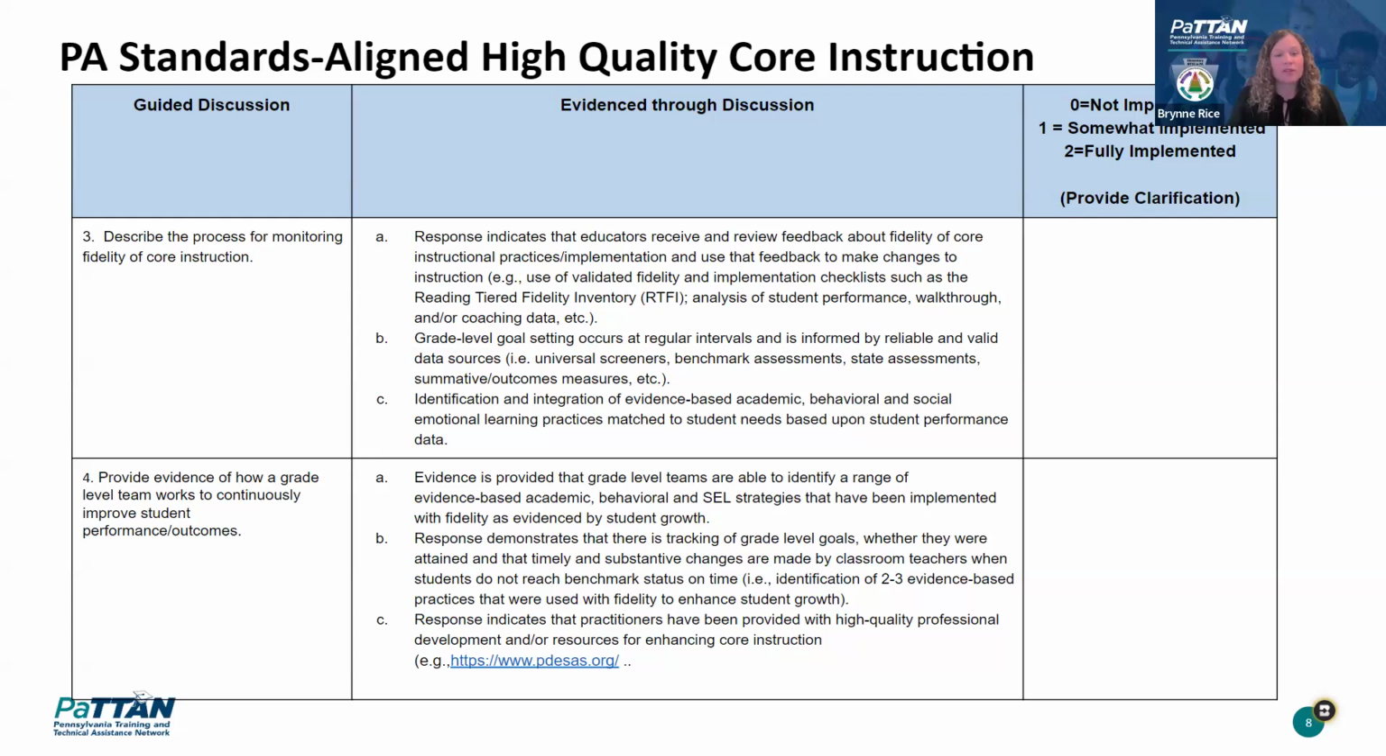The fourth item focuses on LEAs utilizing grade-level teams to identify and track grade-level goals based upon universal screening data, and ensuring there's a range of evidence-based academic, behavioral, and SEL strategies to implement to improve student performance and outcomes. Additionally, the LEA team will address the professional development opportunities available to educators to strengthen core instruction.